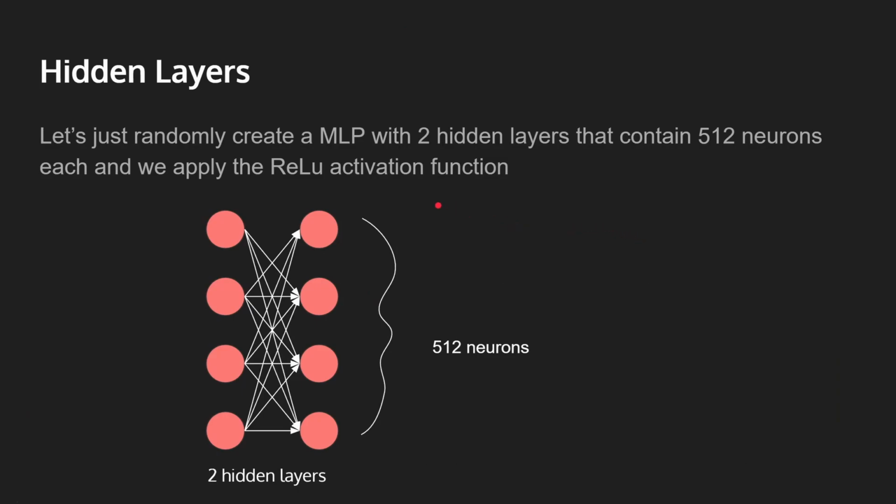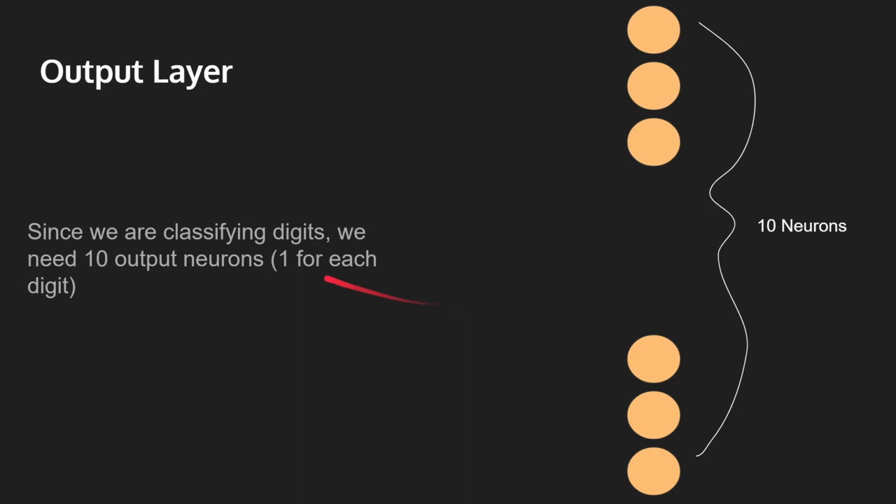Now, let's just randomly create an MLP with 2 hidden layers that contain 512 neurons each, and we apply the ReLU activation function for each hidden layer. So each hidden layer has 512 neurons. I know it only shows 4, but just imagine there's 512. For our output layer, since we're classifying digits, we need 10 output neurons, one for each digit. It will start at 0, so it will be 0, 1, 2, all the way to 7, 8, 9.